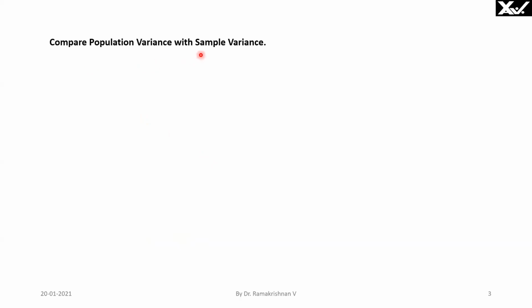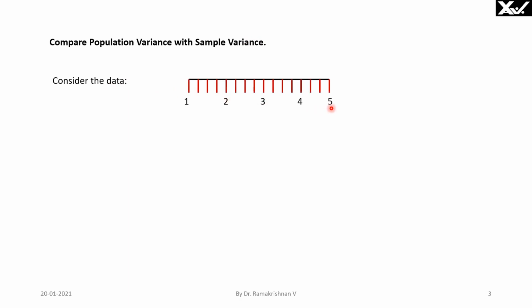Compare population variance with sample variance. We will consider the data 1, 2, 3, 4, and 5. Mean is calculated by the summation of the numbers 1, 2, 3, 4, 5, that is 15, divided by the number of terms. There are 5 terms. So 15 by 5 is 3. For population as well as for sample, mean is same, 3.